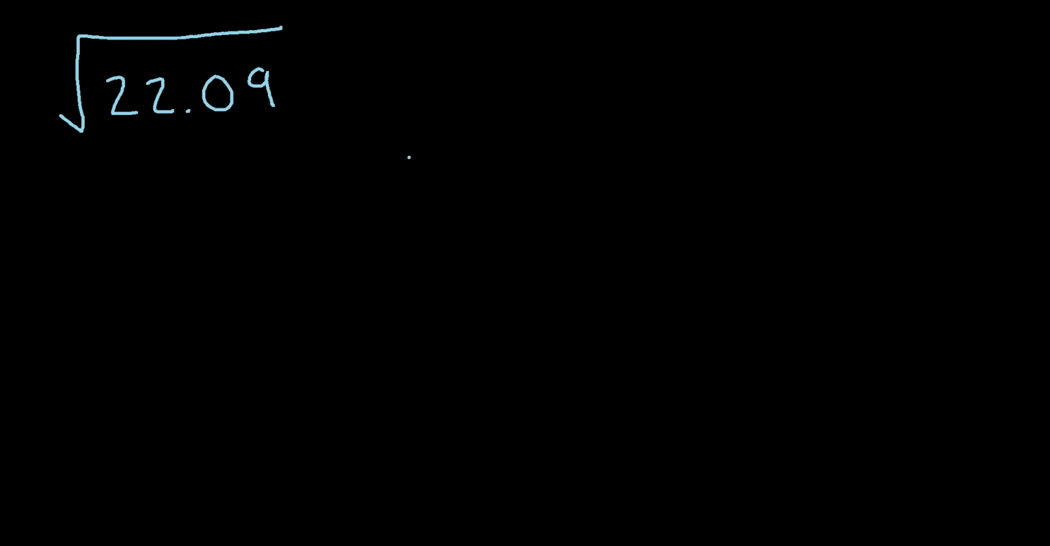Well, it turns out we can use a modified version of long division, where we put 22.09 right here. The first step is, from the decimal point, we need to go to the left and form groups of two numbers. So here's a group of two. And from the right, we also need to form groups of two. So here's a group of two, and that will be important later on.